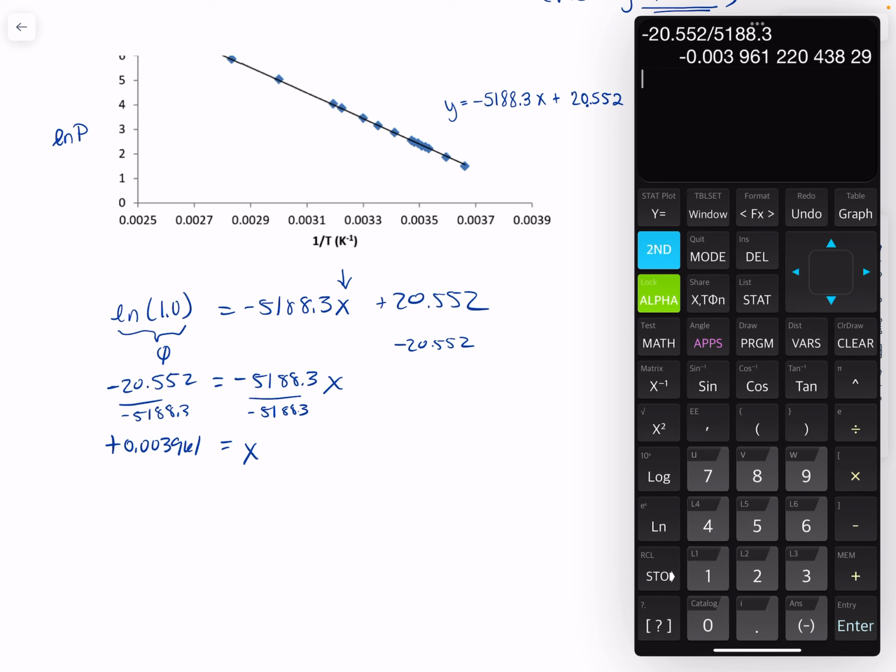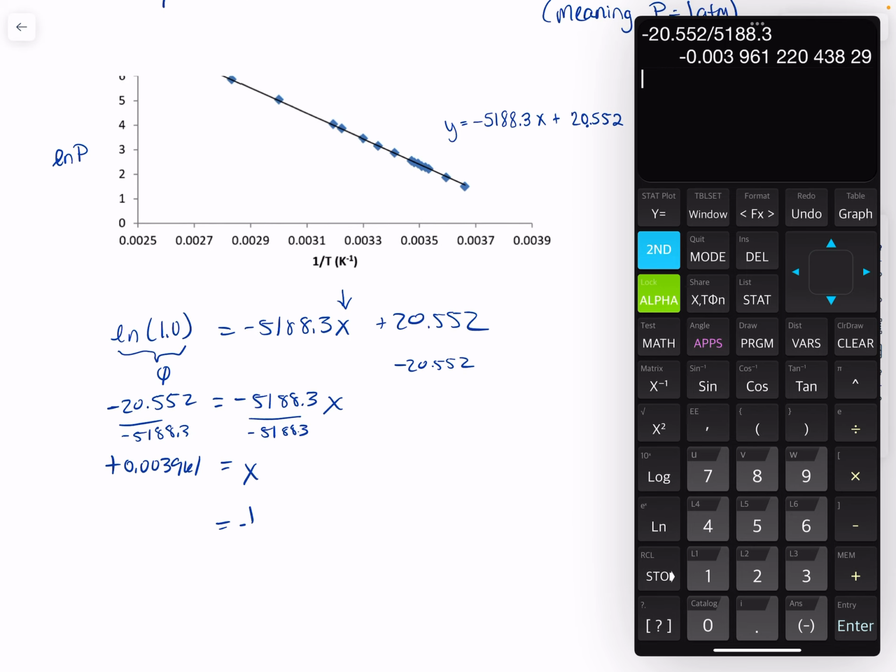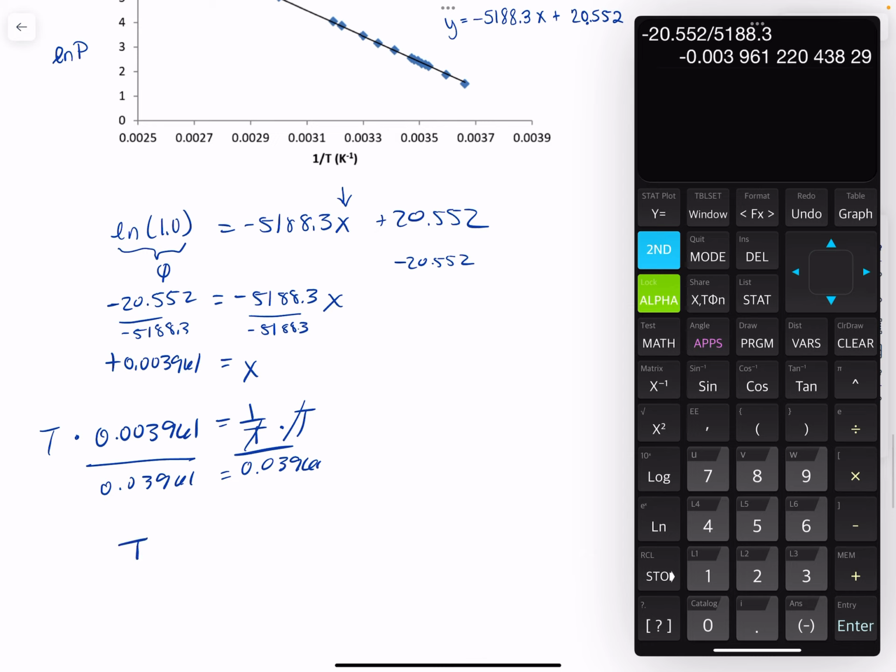You might be like, well, that doesn't look like much of a temperature. Well, it's because x isn't temperature. x is 1 over T. So we're not done with our math. So then we're saying 1 over T is 0.003961. To solve for that, we'll multiply both sides by T, and then we'll divide both sides by 0.003961, and I'll get T is equal to 1 over 0.003961.